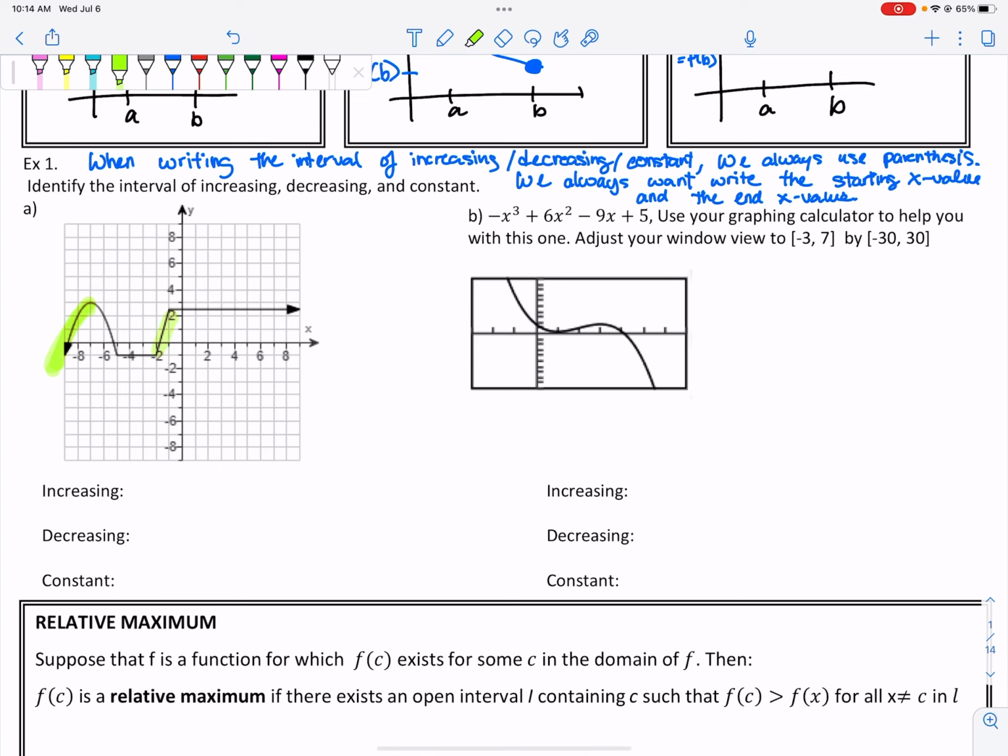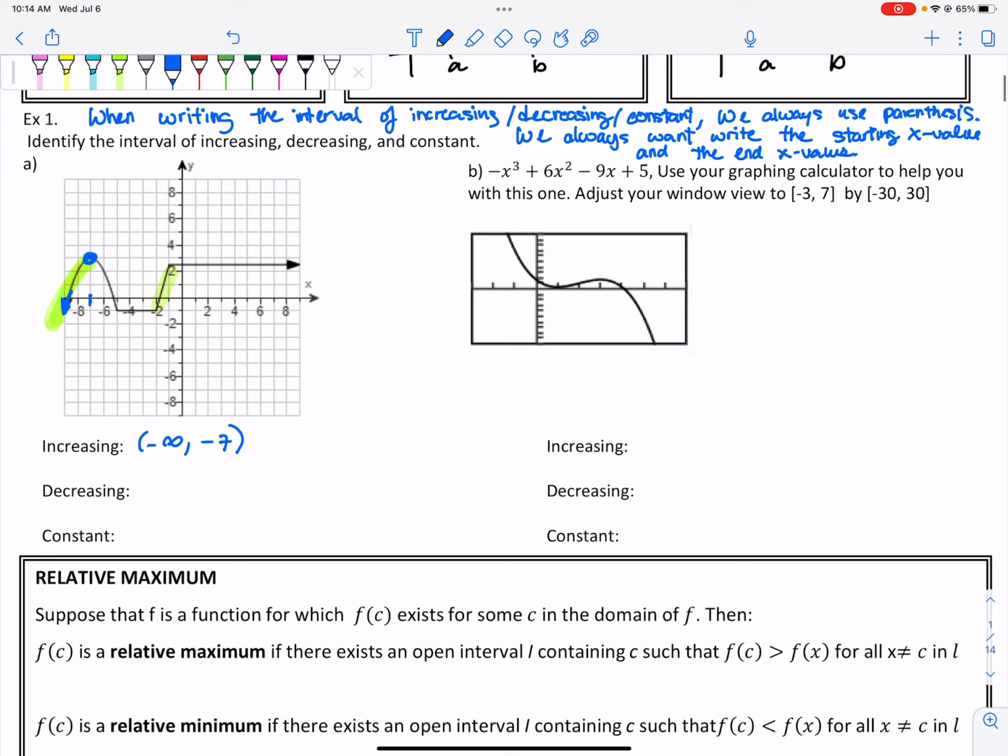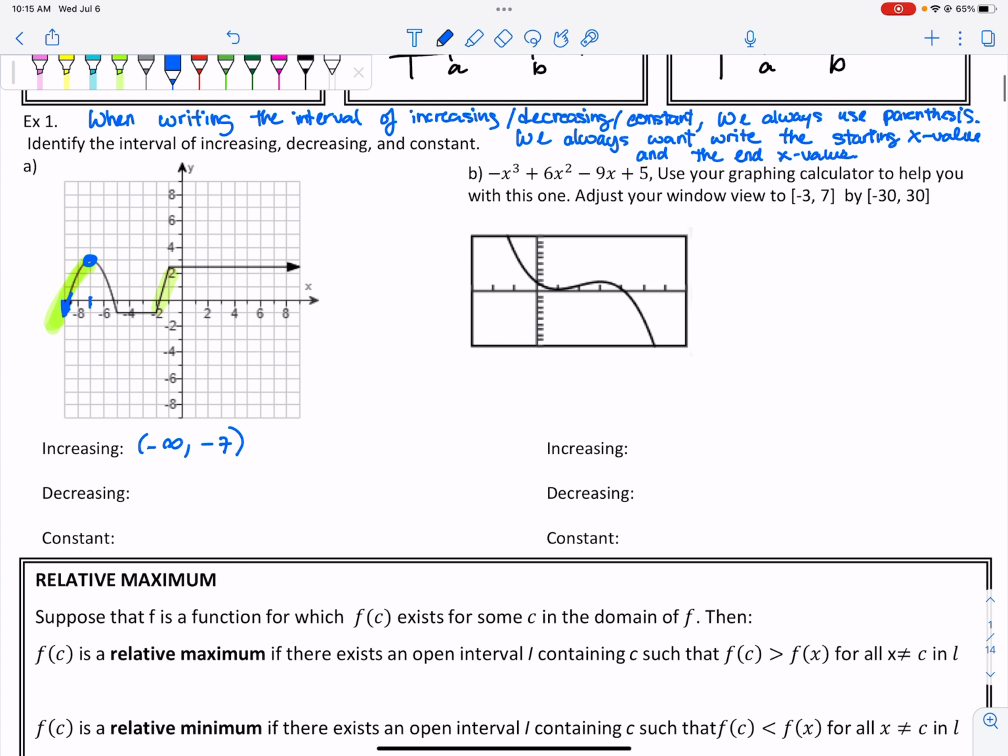For the first interval, we want to write out the x value where it starts. Because there's an arrow pointing this way, that means the graph is going to go on forever this way. That means the x value where it starts is going to be negative infinity. And the x value where it stops, right here, is negative 7. For the second interval where it increases, the x value where it starts is at negative 2, and the x value where it ends is at negative 1.